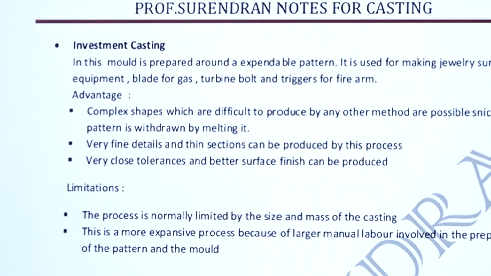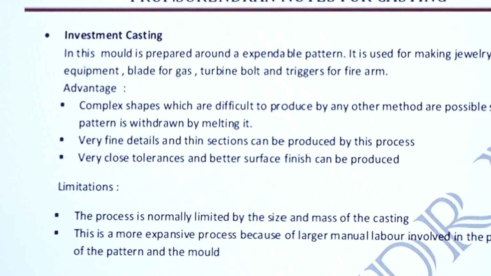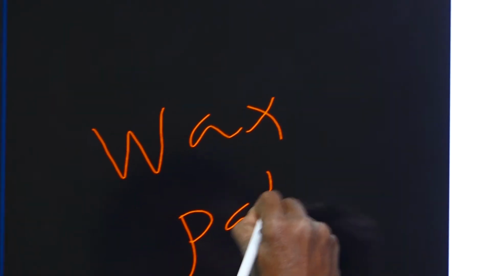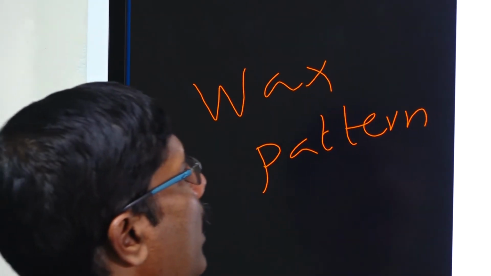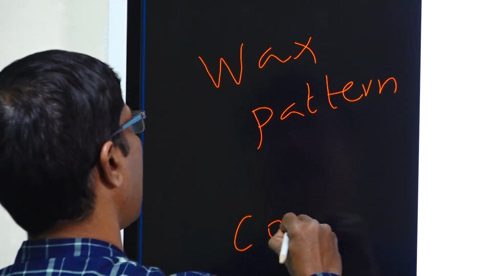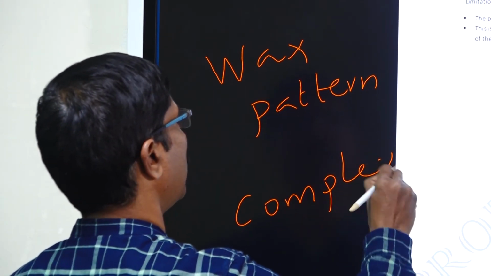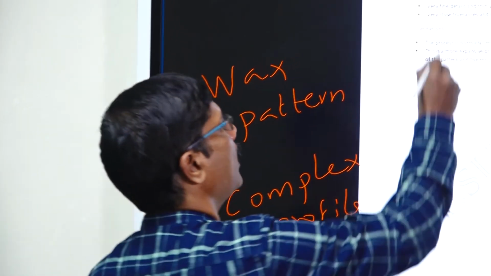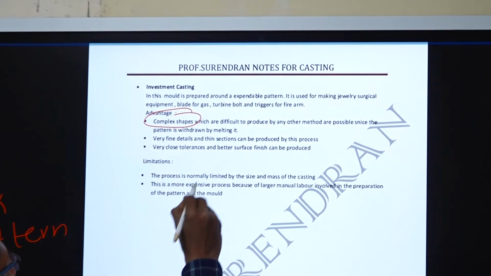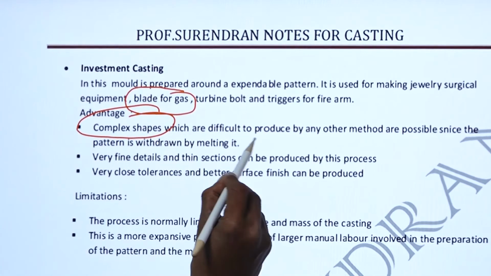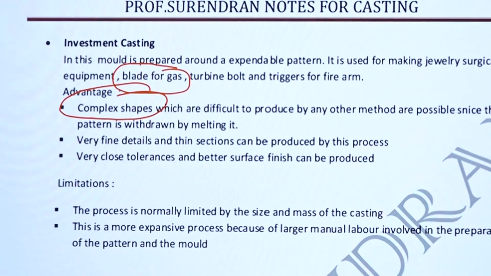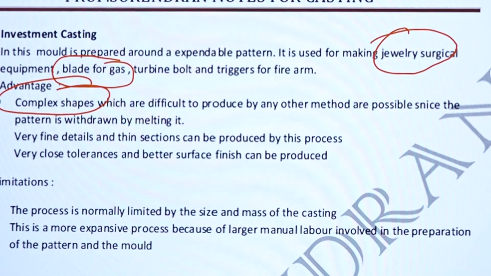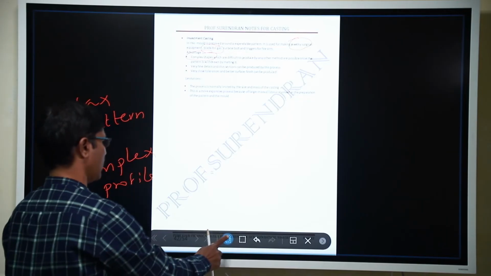In investment casting, what we have to remember is that we are using a wax pattern instead of a normal pattern. In investment casting, complex shapes can be made. So gas turbine blades can be formed like that, and it is used for making jewelry and surgical items. So investment casting can be used for that purpose.